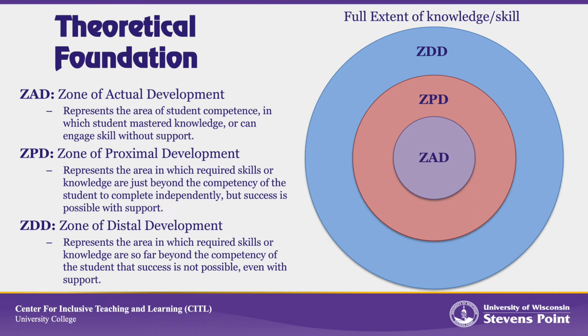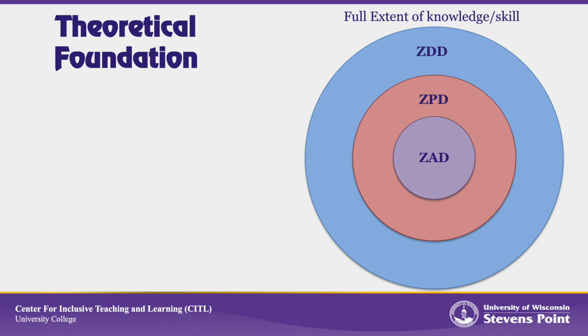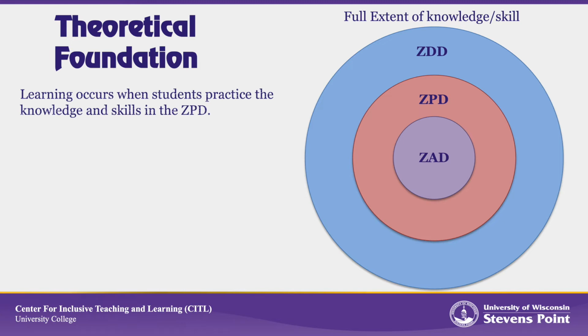Extending beyond this, we see the zone of distal development in blue. This represents the area in which required skills or knowledge are so far beyond the competency of the student that success is not possible even with support. So, for our students in mid-level French courses, maybe they couldn't read Proust or be dropped in Normandy and be expected to understand everything that's going on around them, even with support, because it's just too far from their skill level. These circles are all well and good, but let's think about what all of this means.